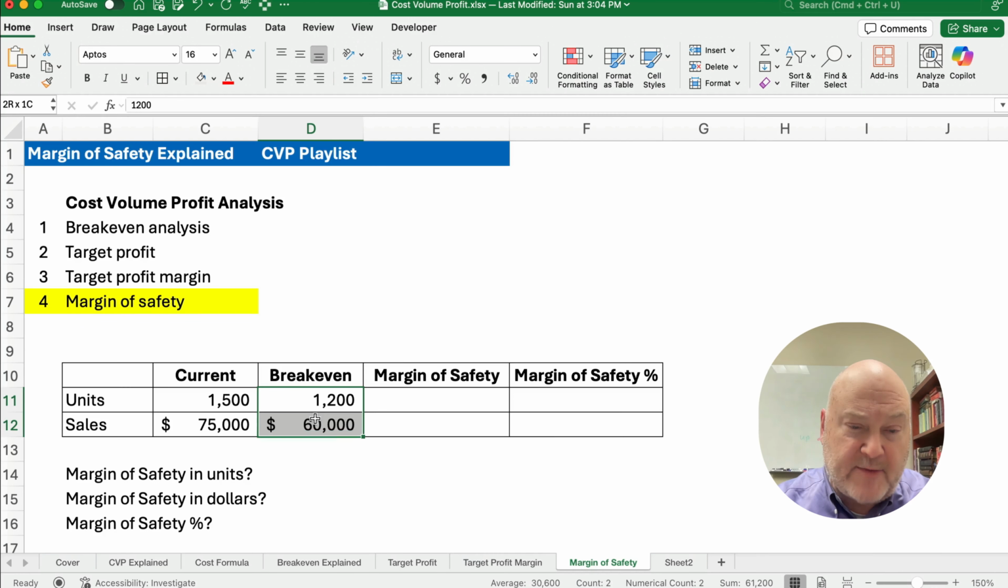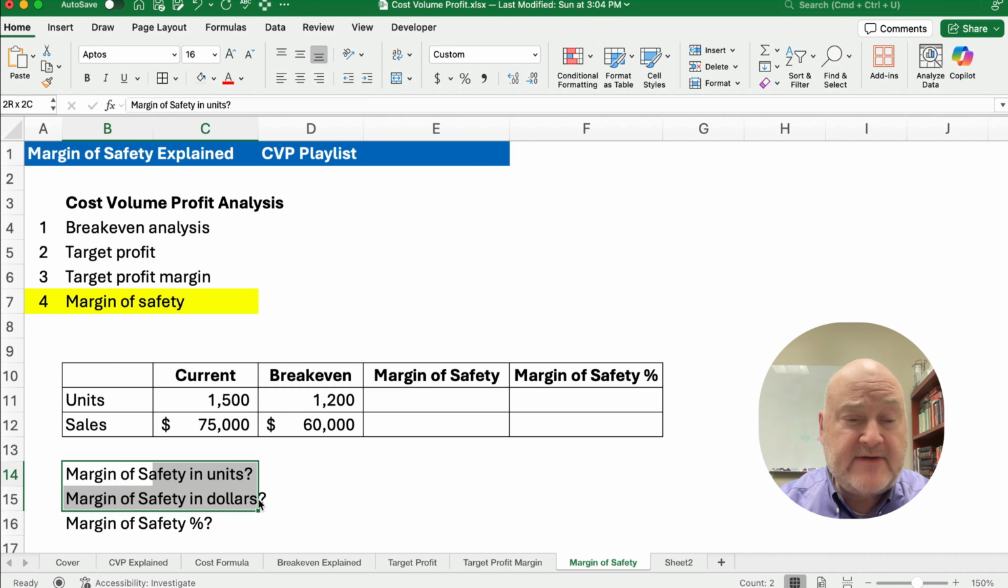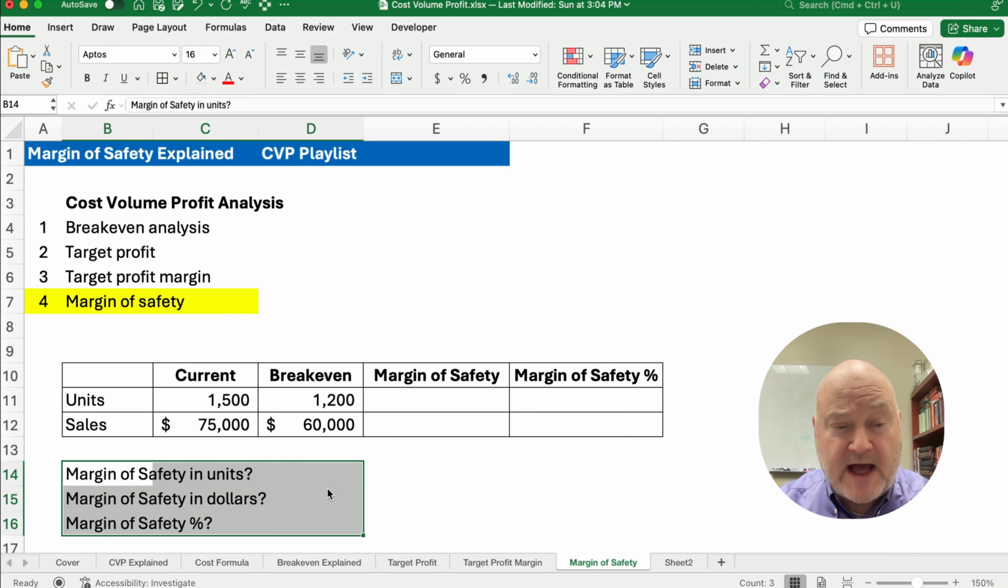So for example, we have the break-even point is 1,200 units or $60,000. And right now we're selling at 1,500 units and $75,000. So the questions we might ask is, what is our margin of safety in units, or margin of safety in dollars, or our margin of safety percentage?